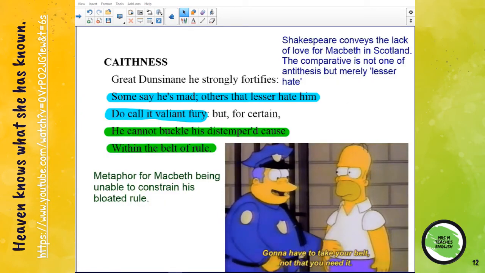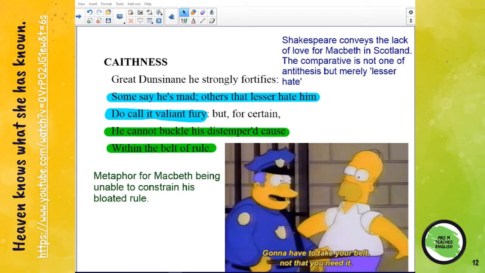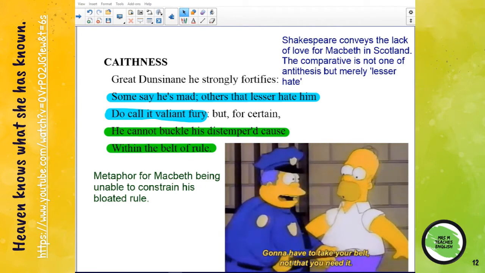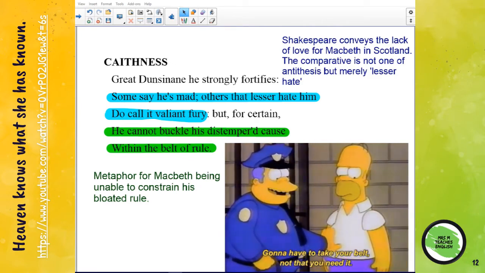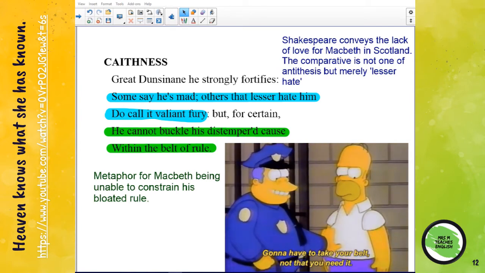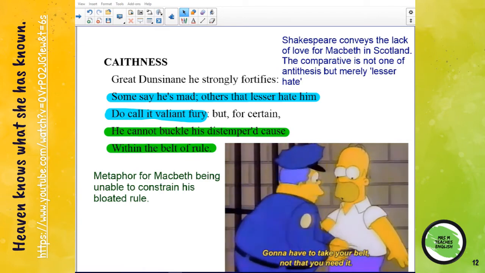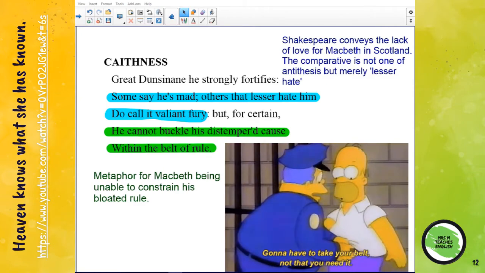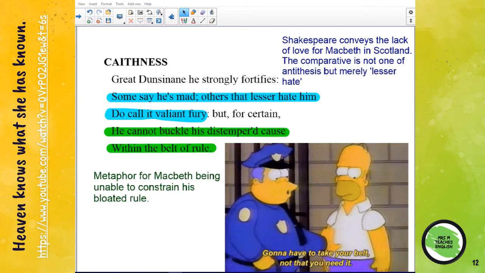In reference to Macbeth, Caithness says, "Some say he's mad, others that lesser hate him do call it valiant fury." And one of the interesting things about this is that Shakespeare's conveying the lack of love for Macbeth in Scotland through the use of a comparative, not through antithesis. It's not that some say he's mad, others say that he's perfectly sane, but it's either he's mad or if they hate him less, they call it valiant fury. So it's just people either hate him or hate him a little bit. There's no love for Macbeth.